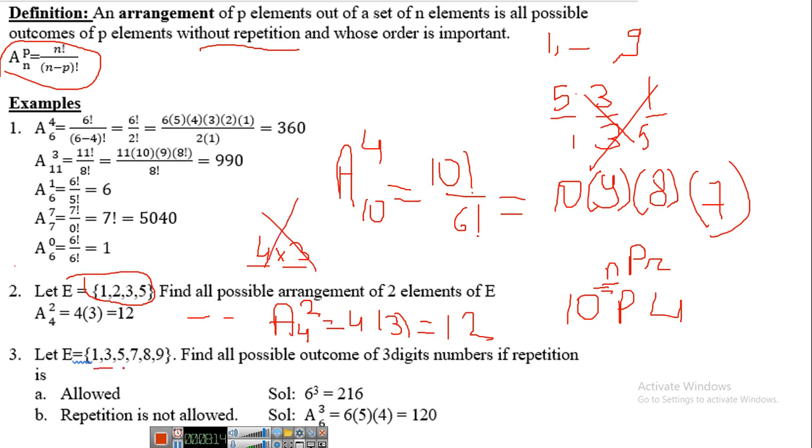Let E be a set, find all possible outcomes of 3-digit numbers if repetition is allowed. When we say repetition is allowed, it's p-list. So how many elements do I have here? I have 6. How many do I want to pick? 3, so it's 6 cubed. Where repetition is not allowed, it's an order because you're writing a number. The order of the numbers is important, so I want to pick 3 out of 6. Directly it's 6, 5, 4, as you can see.